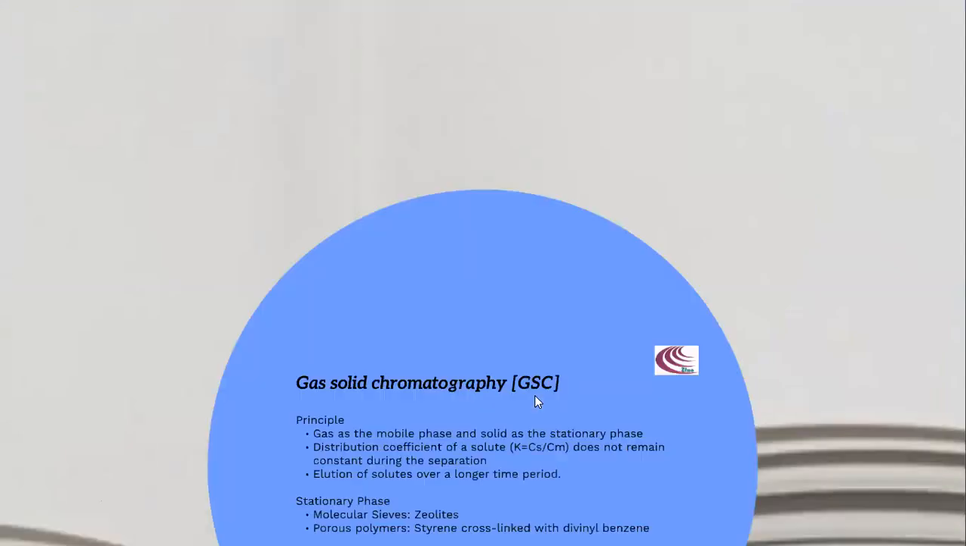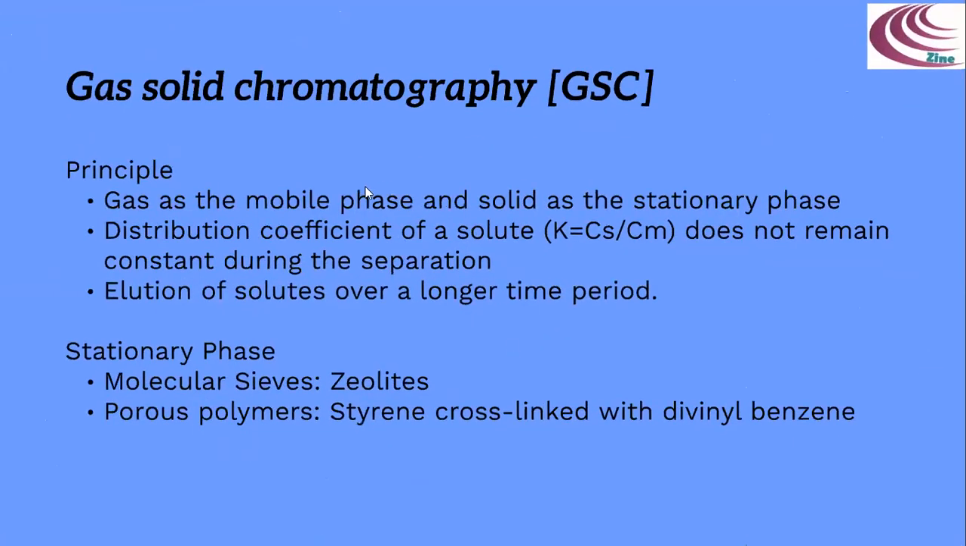So dear learners, let us discuss gas solid chromatography. The main principle of gas solid chromatography is that it makes use of gas as the mobile phase and solid as the stationary phase. This technique has somewhat limited applications as compared to gas liquid chromatography.